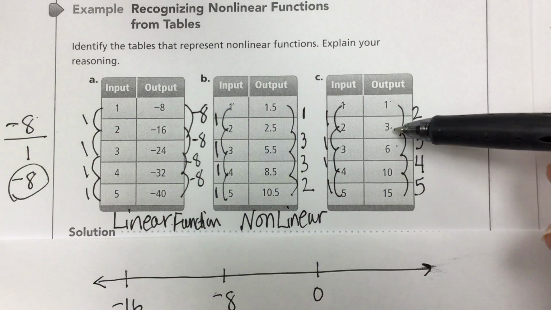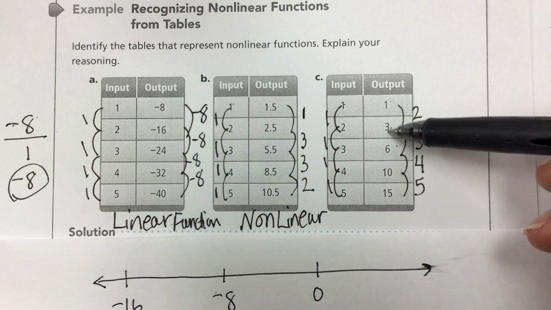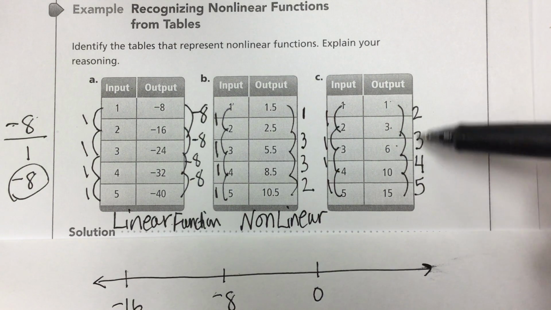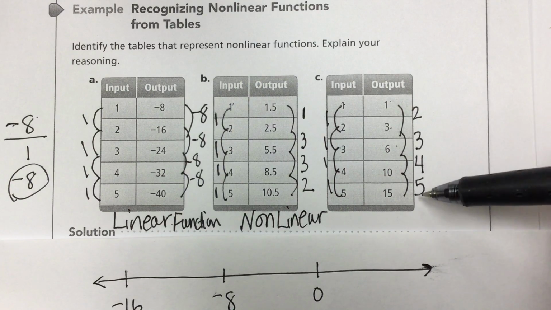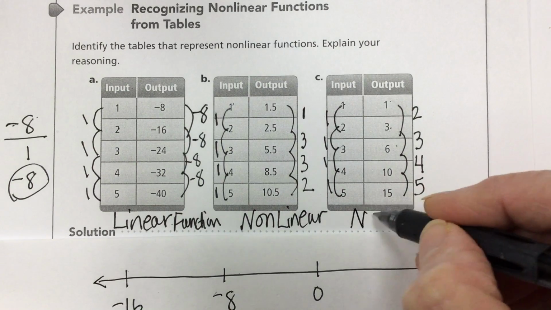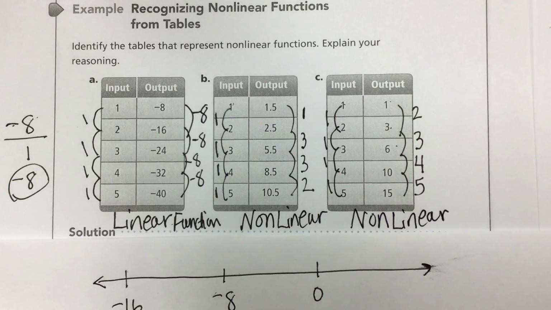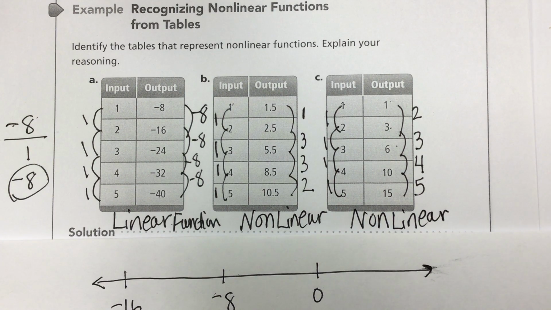You can always just subtract. 3 minus 1 is 2. 6 minus 3 is 3. 10 minus 6 is 4. 15 minus 10 gives you 5. You see that the changes of the outputs are not the same. It is not constant, so this is nonlinear. So A was a linear function, B was nonlinear, and C is nonlinear.